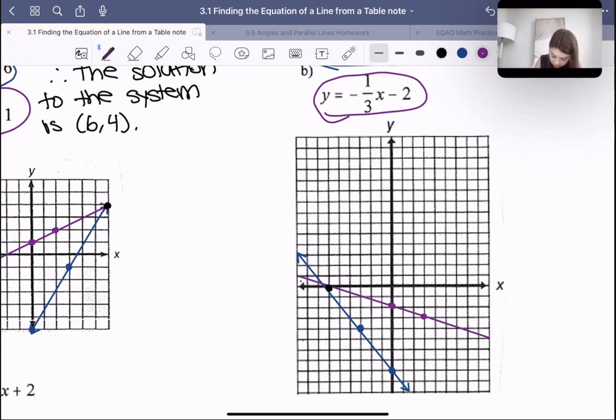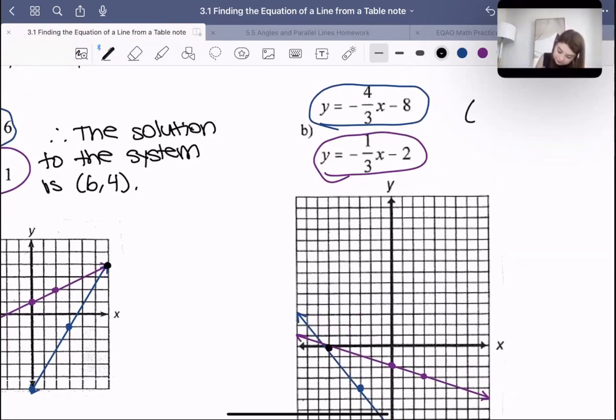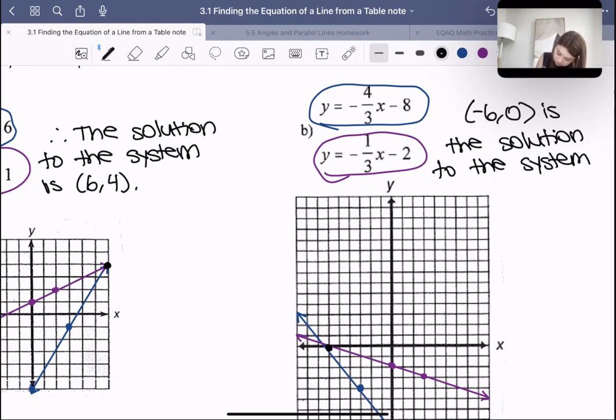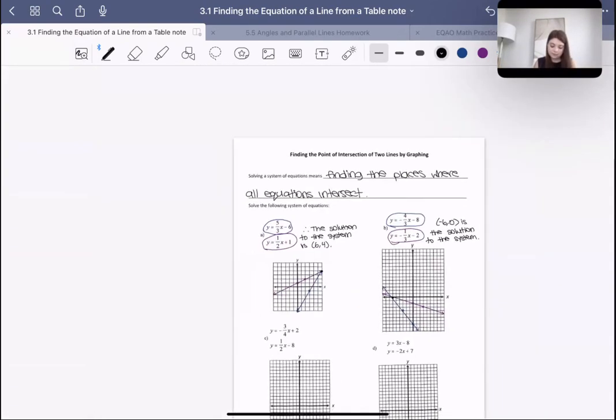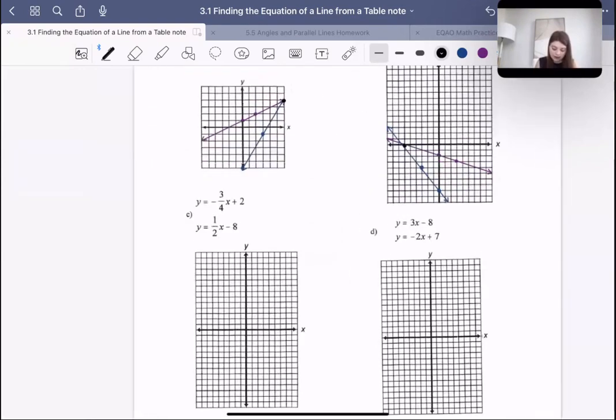I guess the drawing there is not the best for the blue one, but it should be there, which is good. So therefore, our answer would be minus 1, 2, 3, 4, 5, 6. So negative 6, comma 0 is the solution to the system. There we go. Okay, let's do another one over here.